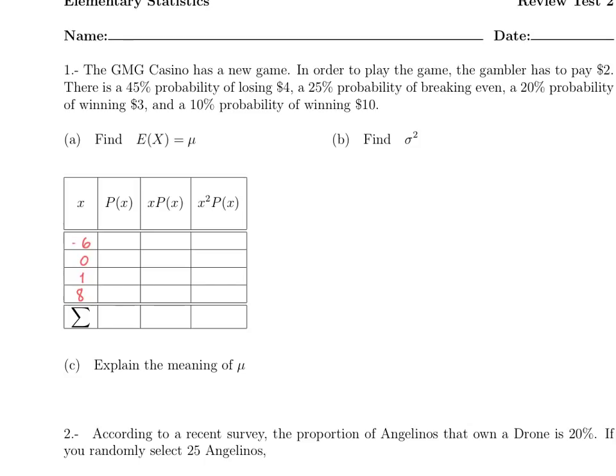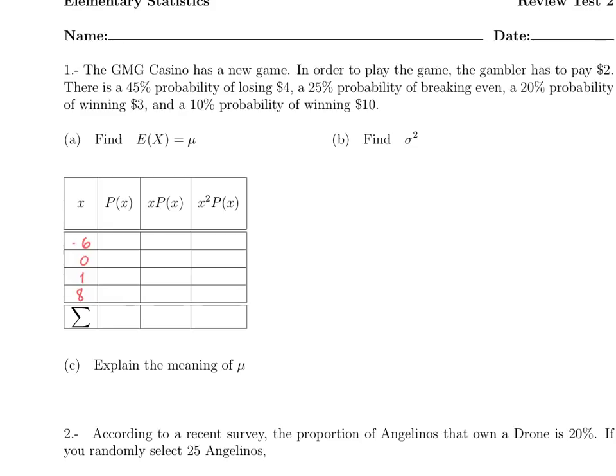Hello everyone, in this video I'm going to be answering the questions for chapter 2 review. So let's go to question number 1. It says the GMG Casino has a new game. In order to play the game, you had to pay $2. There is a 45% chance of losing $4, a 25% chance of breaking even, 20% probability of winning $3, and a 10% probability of winning $10.